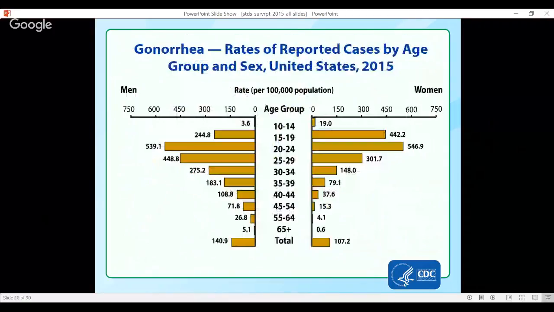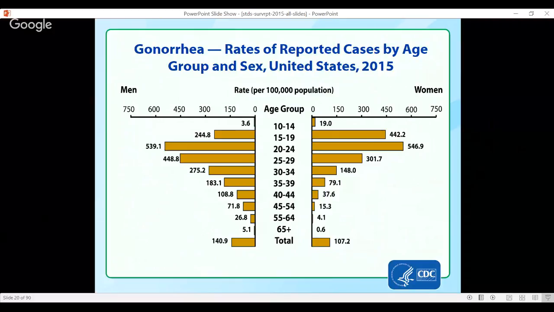We're going to look at this one again. So same figure. We looked at this with chlamydia. Now we're looking at gonorrhea rates. So on the left we have men, on the right we have women. Going down we see the age group. And what this shows you, again, is that the highest burden of disease is among the 15 to 24-year-olds, 15 to 29-year-olds maybe here.